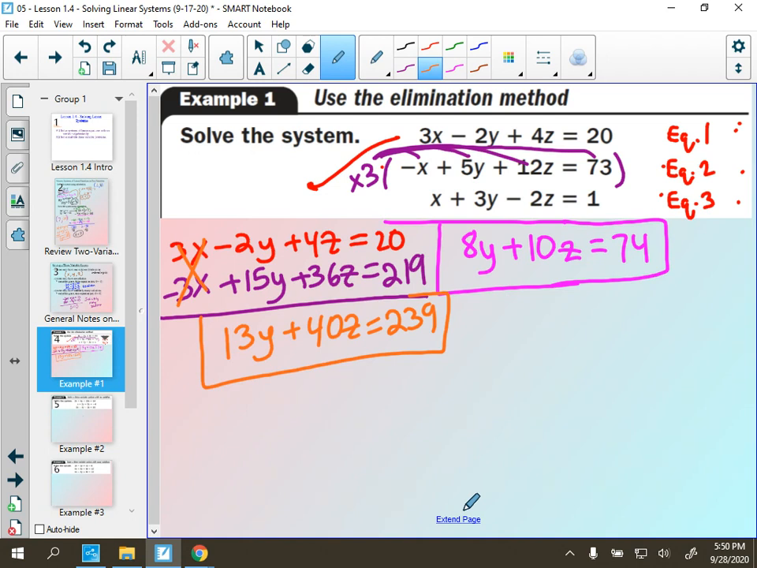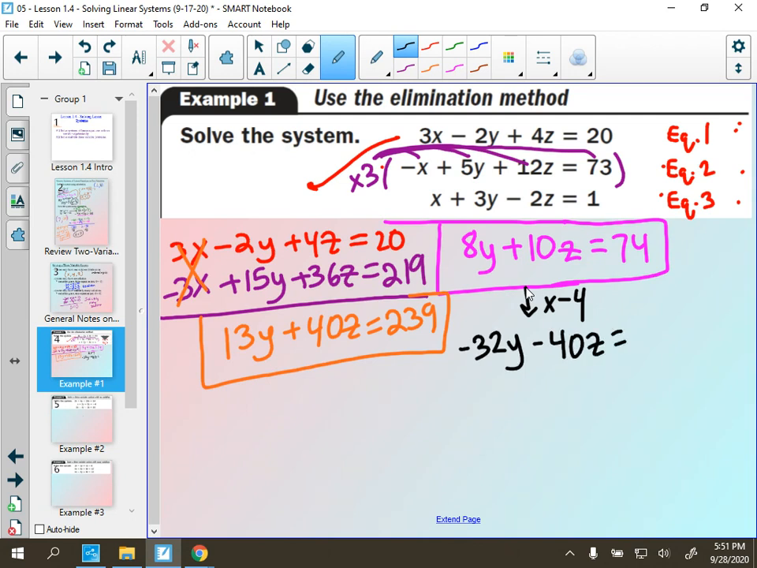So I'm looking at the numbers here. What would be good to eliminate? I don't like the y, this 8 and this 13. Just big. Could we eliminate them? Sure. I think the easier elimination is going to be, let's take this equation right here and multiply it by negative 4. Let's see what happens. Negative 4 times 8 is negative 32y. 10z times negative 4 is negative 40z.